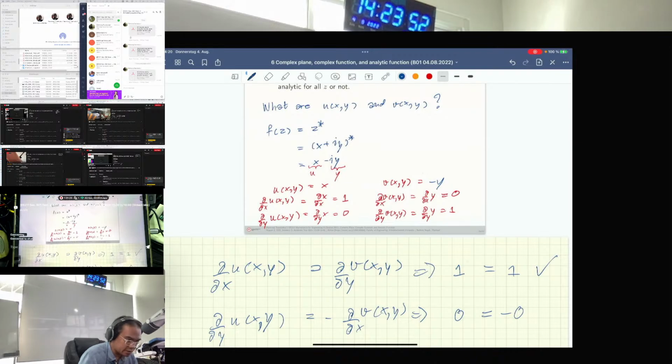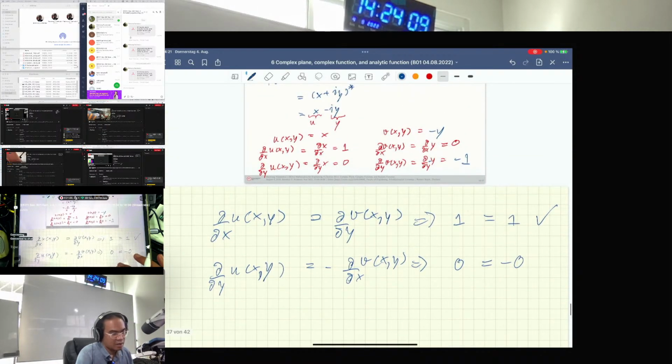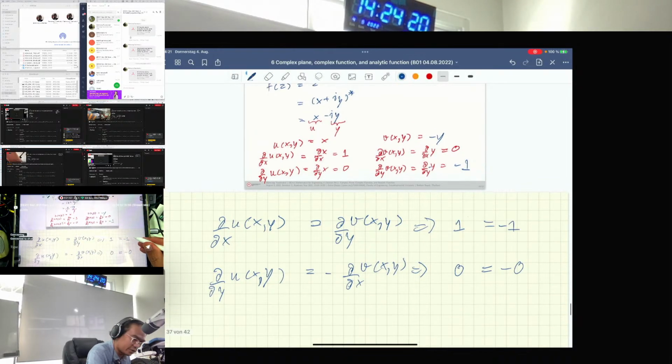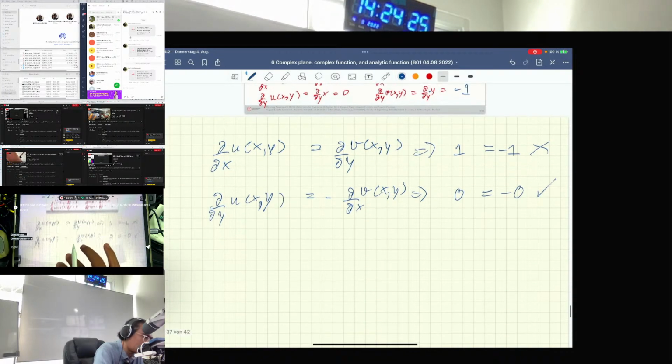And once you make the integration, this one is 0, this one is no, it's not, it's minus 1. So it's minus 1. So this one is not correct, it doesn't fulfill the condition, okay, but still this one is correct.